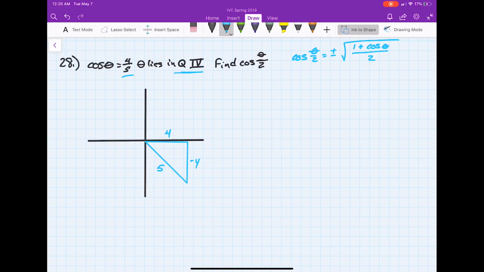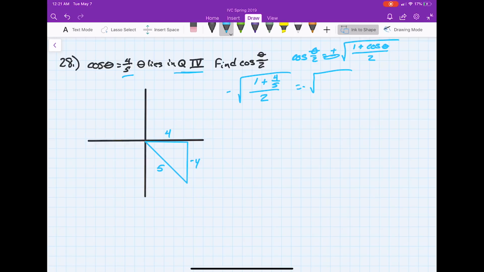So it's going to be 4 over the hypotenuse, which is 5, and this is a negative y, but we don't really need that because we don't need to know what sine is to plug it into the formula. So we're going to use the negative portion because, again, half of this angle is going to push it into the second quadrant. So we got 1 plus 4/5 over 2, and that's underneath the radical, and again, negative.